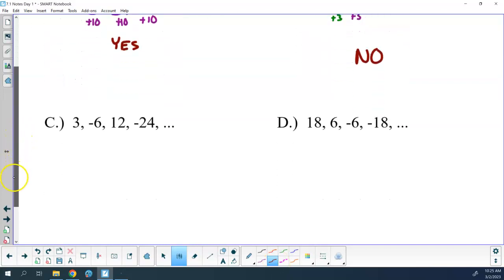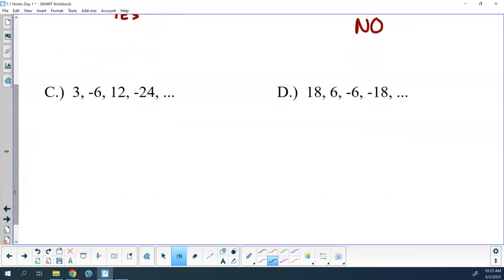C, yay or nay? Nay. Okay. Here it went, what's that, minus 9? Here it went plus 18. Okay. So that's a no-go there. D. Yes? Constant difference? Minus 12.